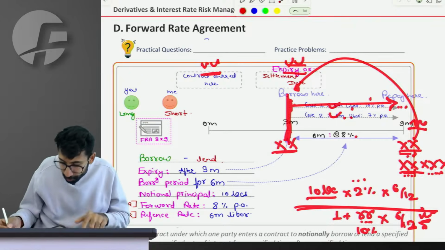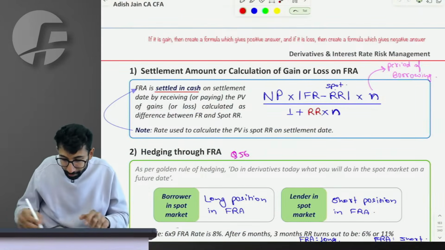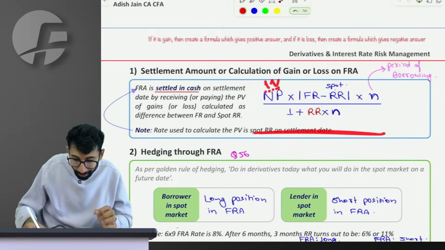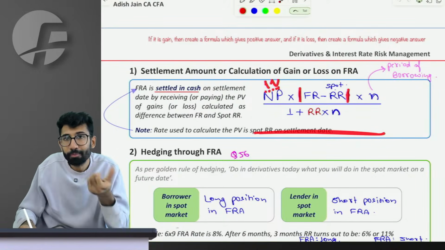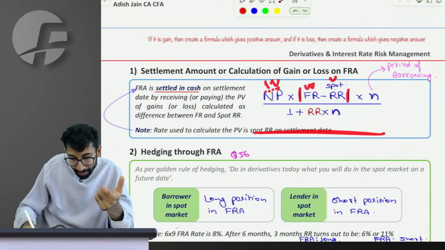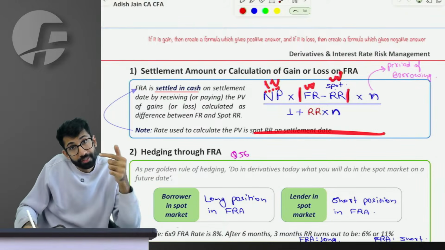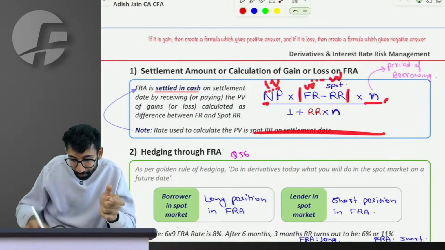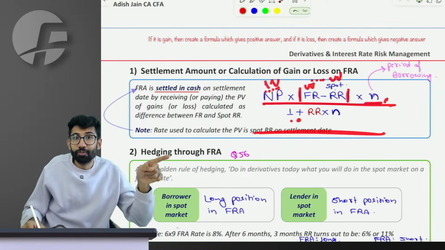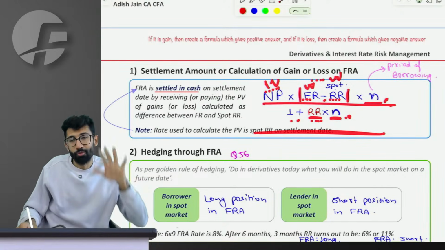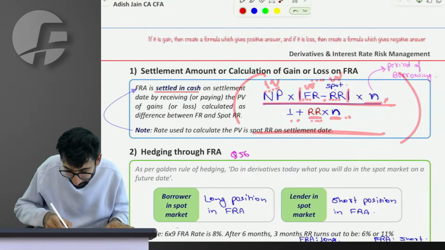Which means understanding gain and loss is fine, but calculating gain and loss is also needed. It is the notional principal multiplied by the difference between the two rates. Don't take it as plus minus; I have put the absolute sign. That is, whatever is the agreed rate minus whatever becomes the spot reference rate for the same period, multiplied by the period of borrowing, because these rates are per annum, divided by 1 plus. What is the rate at which you will discount? Is it the reference rate or the forward rate? It is the spot reference rate multiplied by the time period for which discounting has to happen. This is calculating the settlement amount or gain or loss.